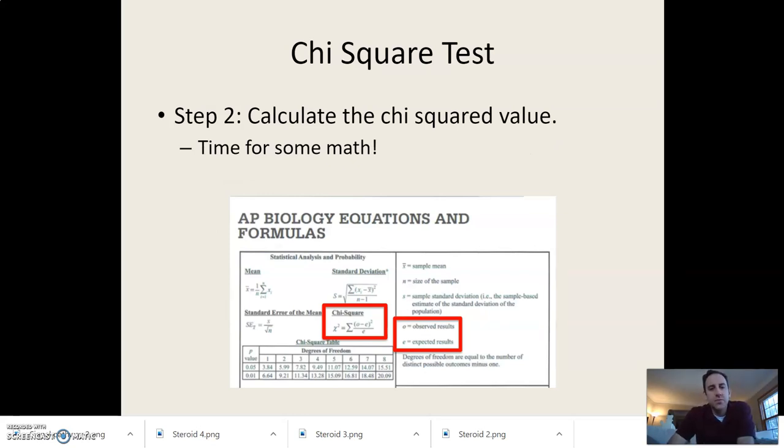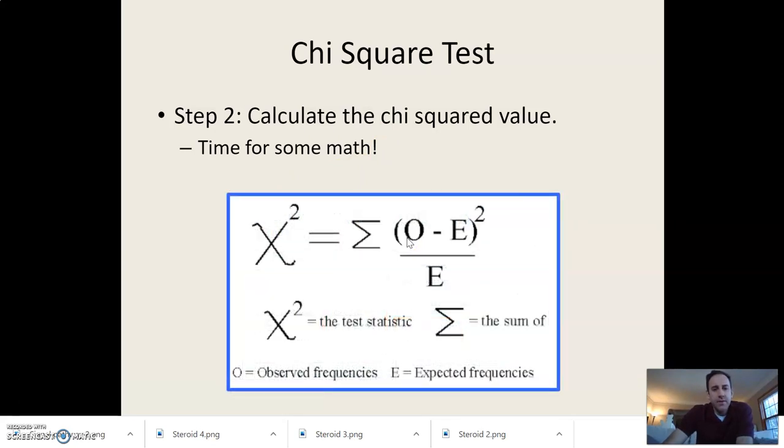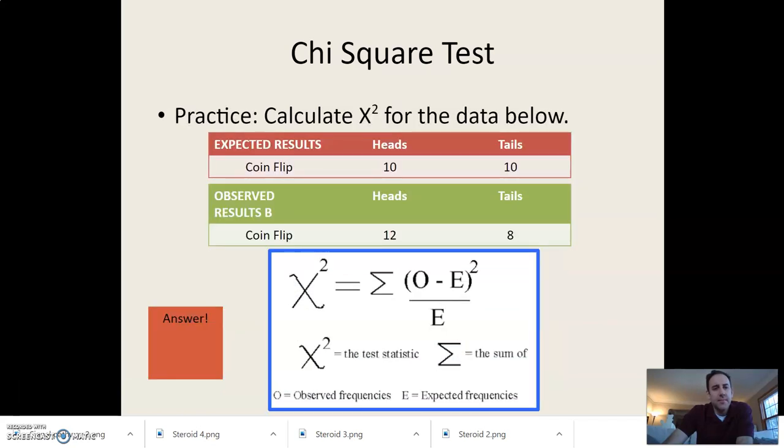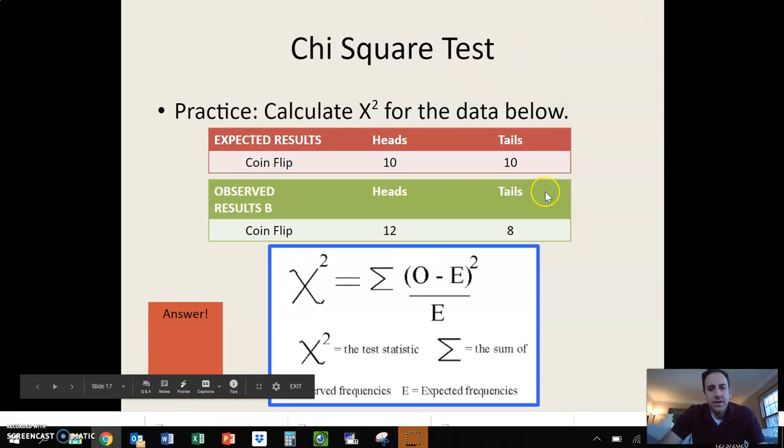Well, step two is we need to do some math to actually calculate the chi-square value. So again, you have this formula on your formulas and equation sheet. And so all you need to do is plug those numbers in. So let's do it for this particular set of data, this 12 and 8. If we want to calculate chi-squared for that value, we would use these numbers right here.